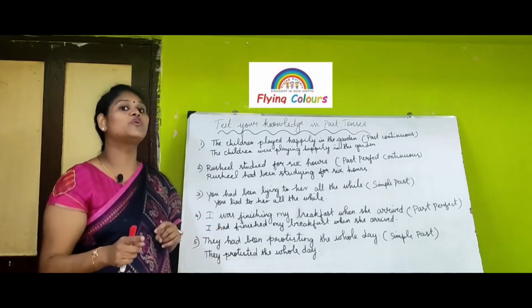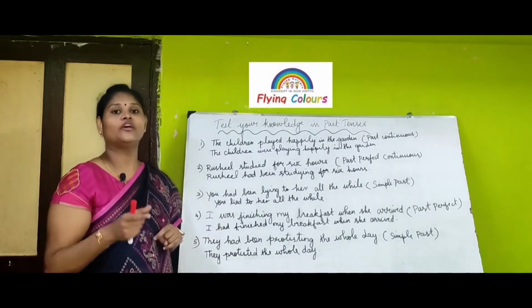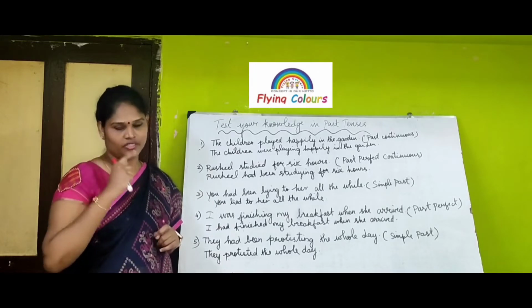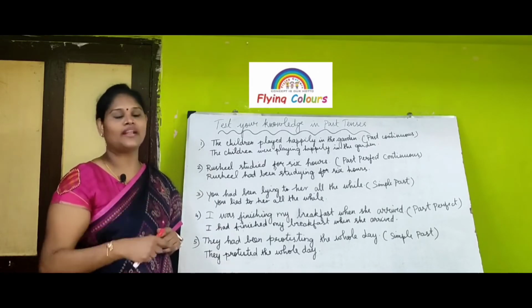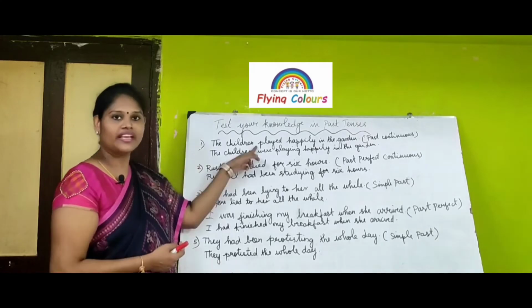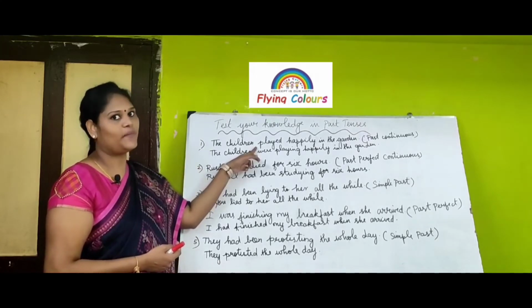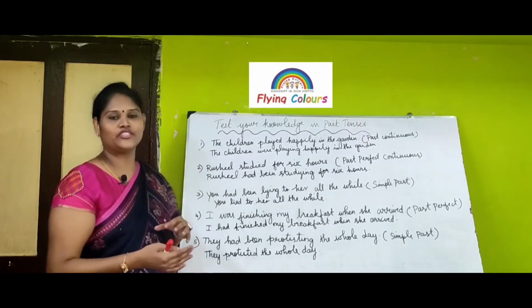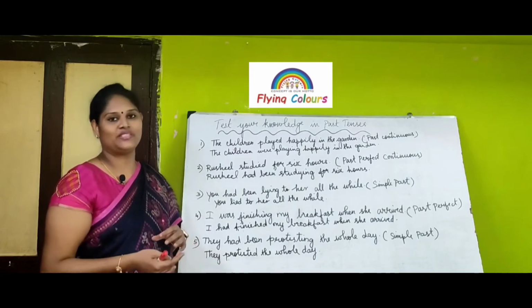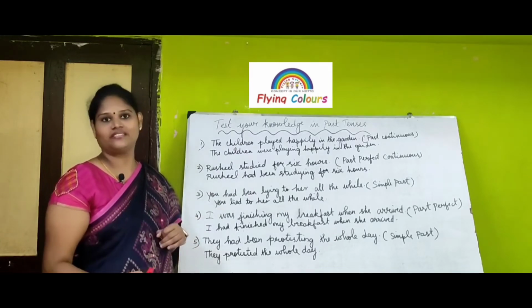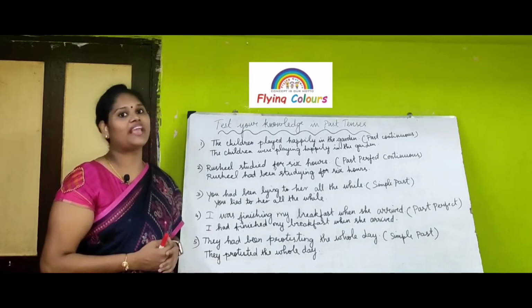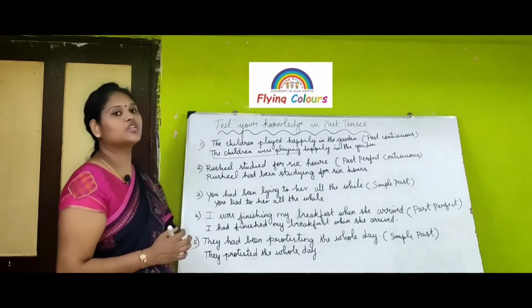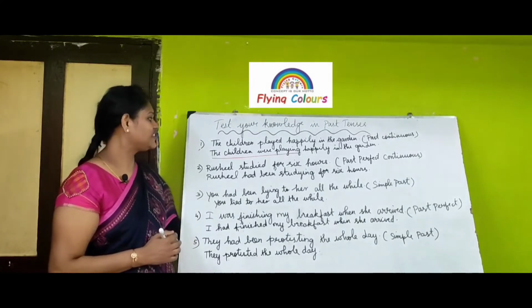So if you see a plural subject children, you have to write children plus were plus what is the present participle? Here they have given the main verb as played. So you have to change it into present participle, ing, playing, right? The children were playing happily in the garden. So the past continuous tense is the children were playing.